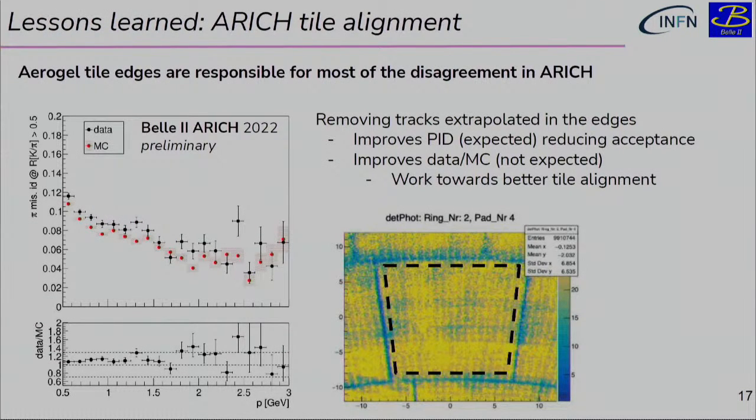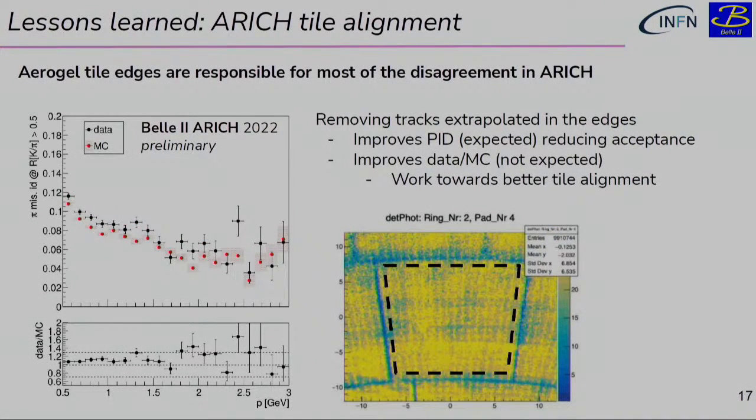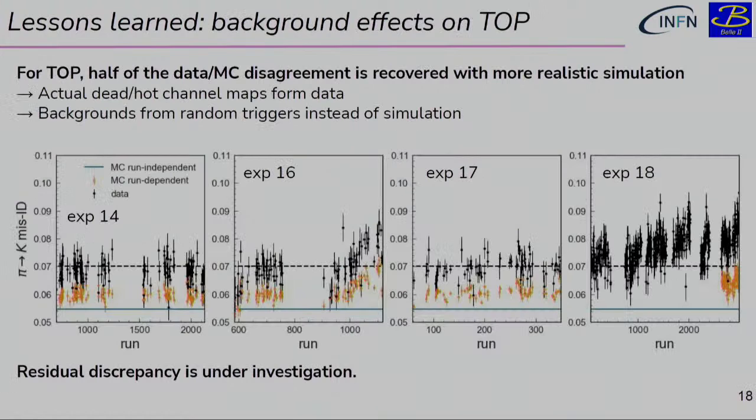And the reason is that you have cracks between the different tiles of aerogel. Okay? It's a region where you don't emit Cherenkov light by construction. And if you look at only the tracks which are hitting the aerogel tile in the middle, so far away from the cracks, you see that, well, the PID improves a bit, as you would expect, but also the data and Monte Carlo lines go on top of each other. Telling you that what we have to fight against in this case is a precise alignment of where these tiles are, which is really what's dominating the discrepancy between data and Monte Carlo here.